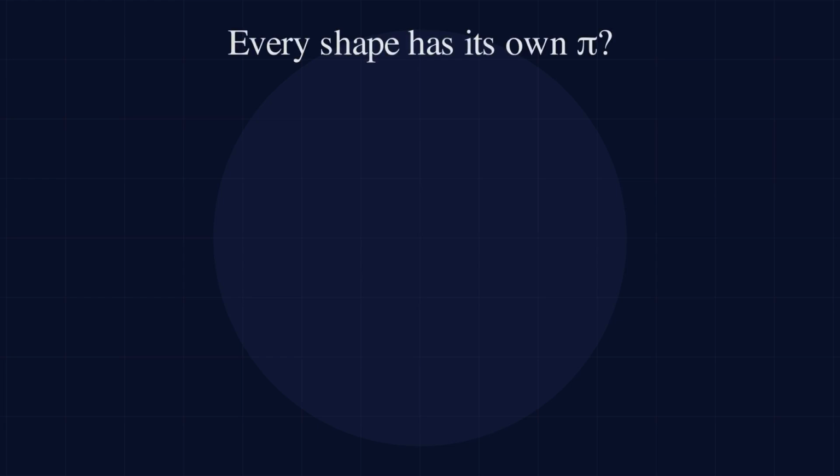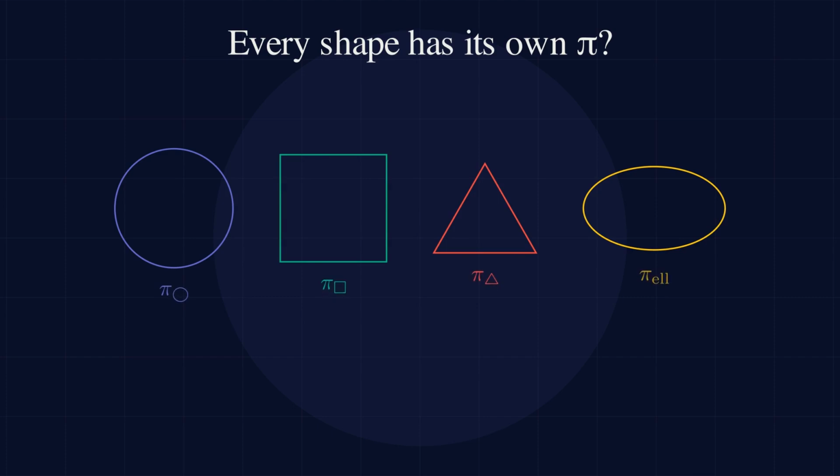We all know pi, the ratio of a circle's perimeter to its diameter. But here's a thought. What if every convex shape had its own version of pi? A square, a triangle, an ellipse, each with its own special number. What would those numbers look like? And could they ever beat the real pi?